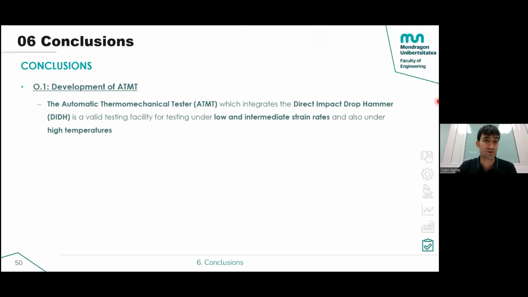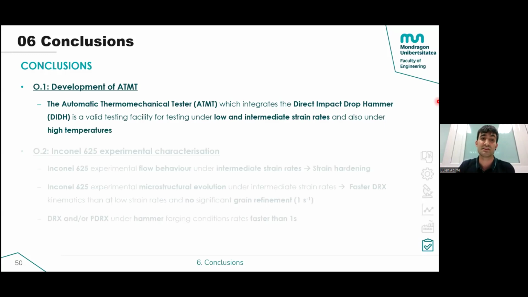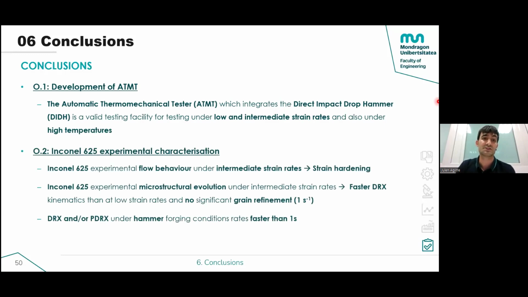Finally, the conclusions. We developed the automatic thermomechanical tester, which was valid for testing under low and especially intermediate strain rates, also at high temperatures. Regarding Inconel 625 characterization, we obtained the flow behavior under high temperatures and intermediate strain rates, and we observed a strain hardening tendency. Regarding microstructural evolution, we saw a really fast dynamic recrystallization at intermediate strain rates.